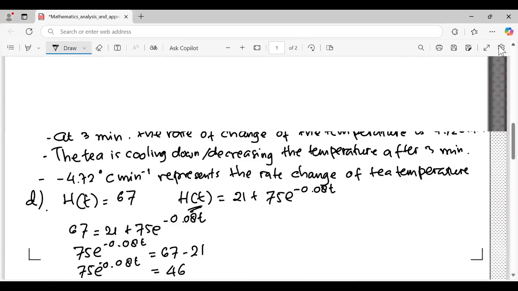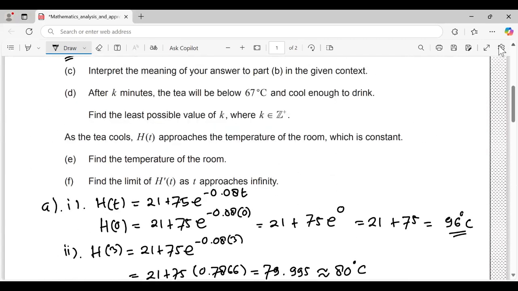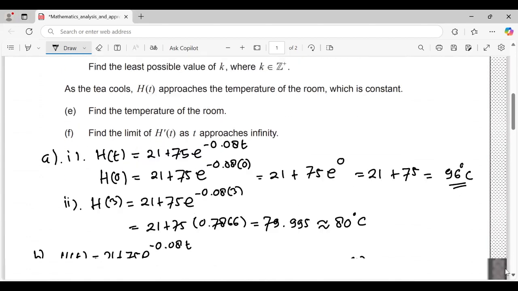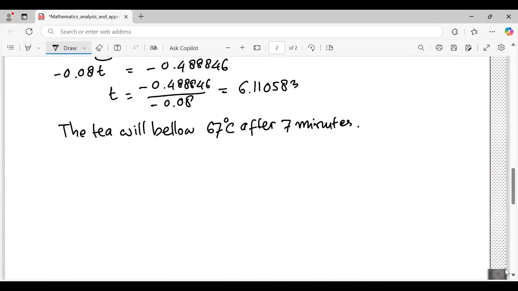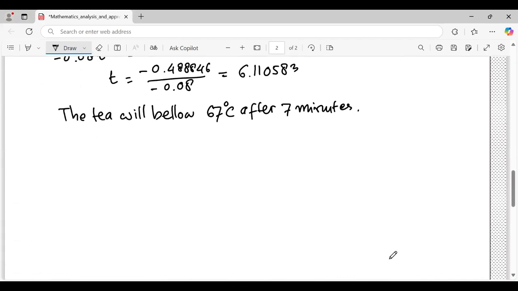Well, next question. As the tea cools, its temperature approaches the temperature of the room, which is constant. Find the temperature of the room. We're going to find the room temperature. E.